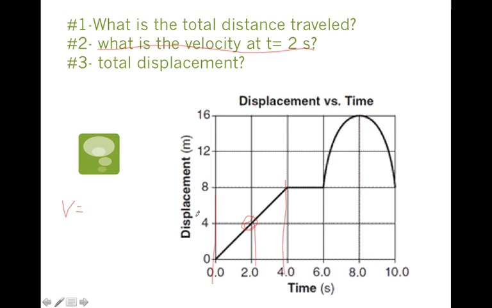So to make my math fabulous, I would just do my rise over my run. So you have your 8 minus 0. And again, from that entire point is 4 seconds, divided by 4. So your velocity would be 2 meters per second.